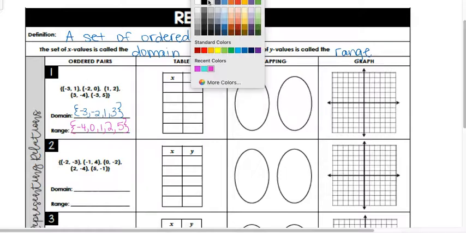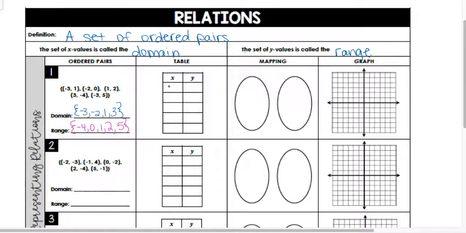Let me change my pen color. All right, we have a -3, we have a -2, a 1, a 3, and a -3. Okay, and then now we're looking at the y values. So it's going to be a 1, 0, 2, -4, and a 5. Okay, you guys are pretty used to doing these.